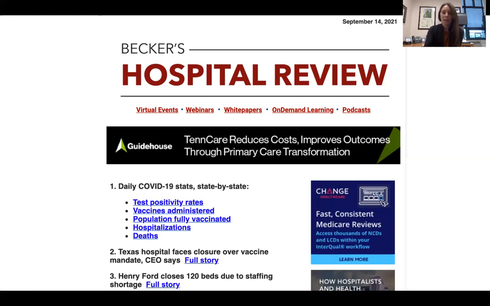So if we look at this, just came out yesterday. A breakdown of COVID by state, and then items number 2 and 3. So 2, Texas hospital faces closure over vaccine mandate. We are going to see this same challenge in New York State this month. And I'm really looking forward to your discussion post about strategies that we can employ to try to not just get employees to get the vaccination, but how do we create a culture that's supportive and isn't so adversarial.